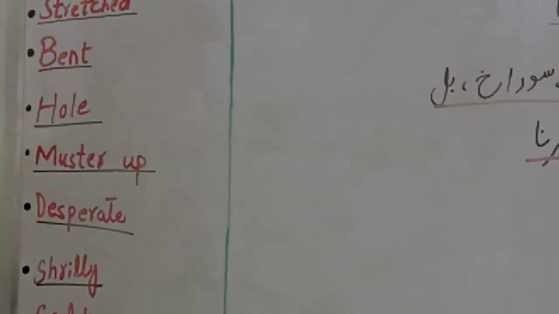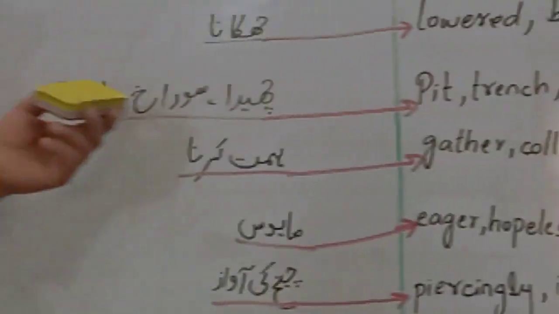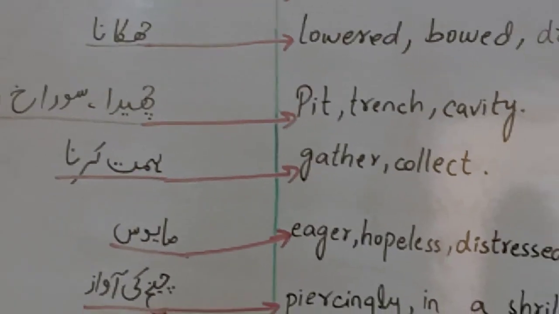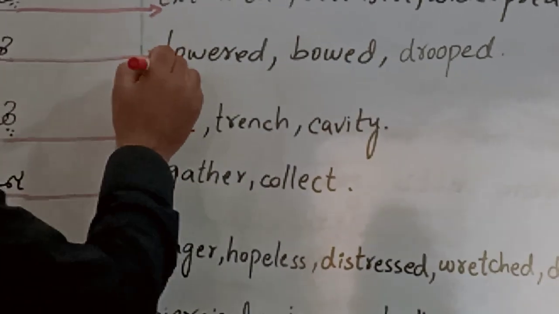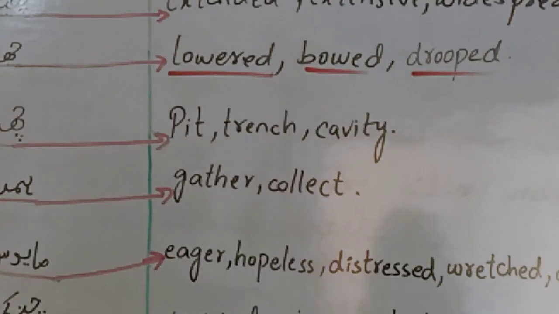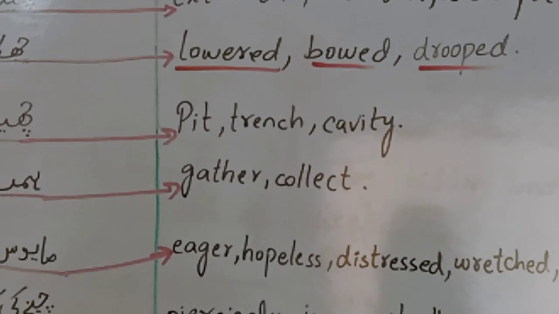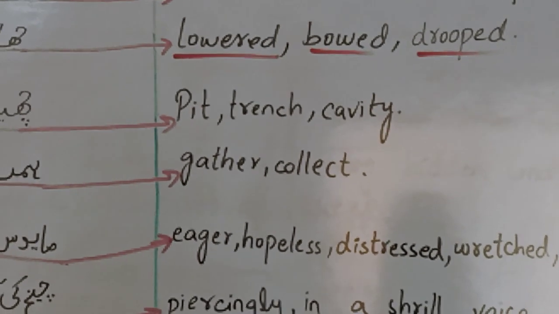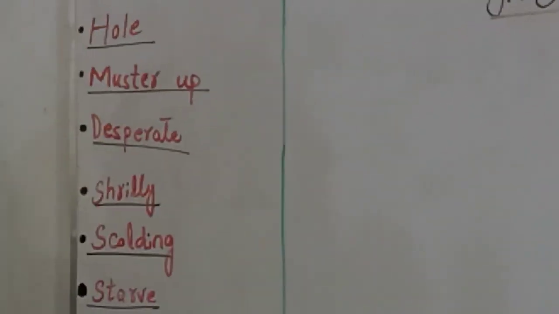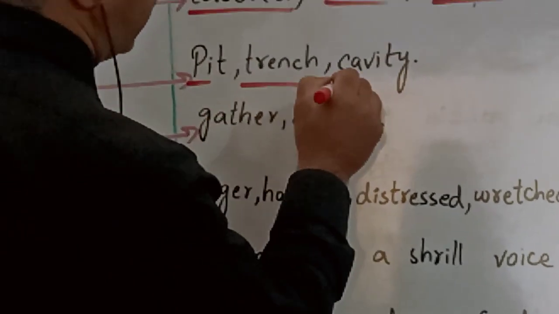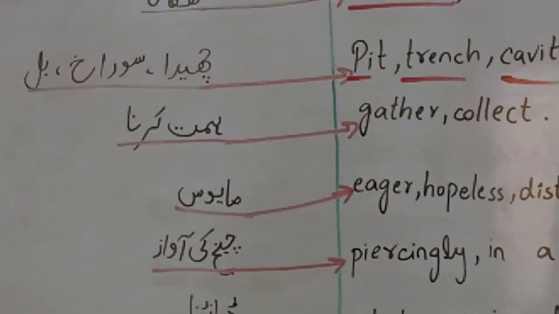Bent. Bent means lowered, bowed, drooped. You may use any of these words. These are the synonyms, same meaning. There are three synonyms, and they are given in your reference books. Next one is hole. Hole means a pit, a trench, a cavity. Clear?